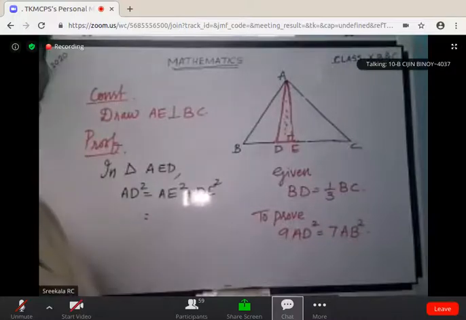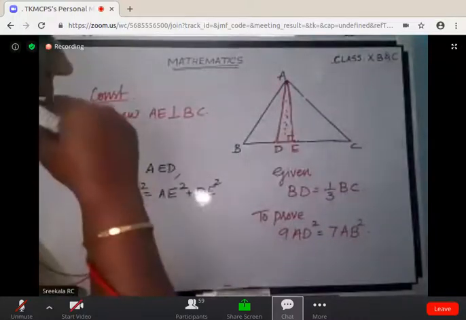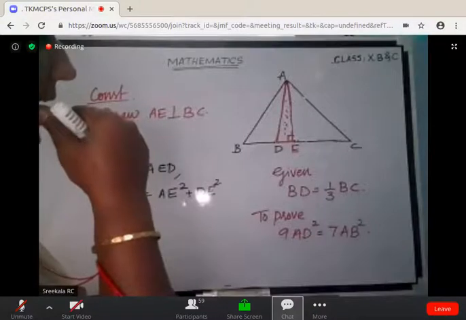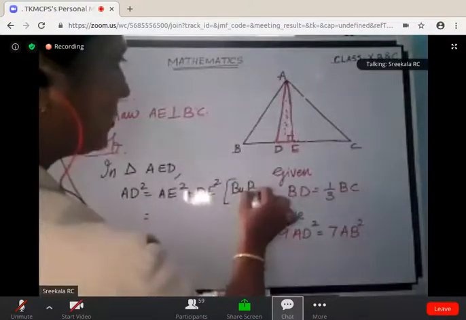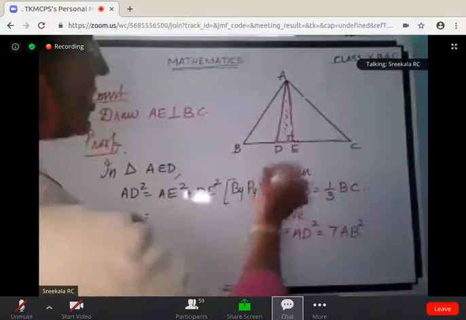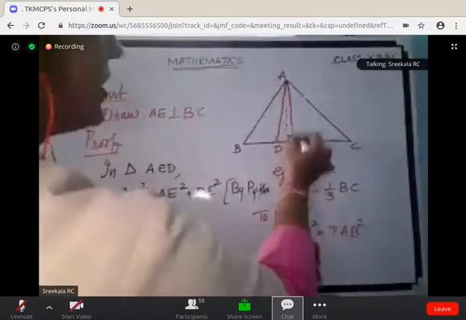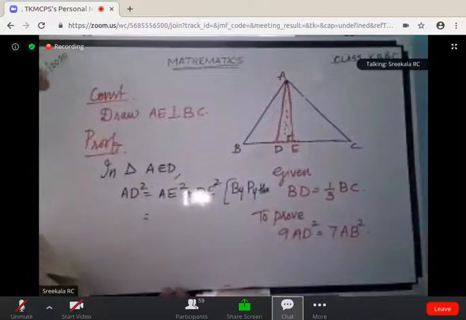In triangle AED, can we write the Pythagoras theorem? By Pythagoras theorem, you have to write. This is 90 degrees, so we can apply the Pythagoras theorem. Okay.